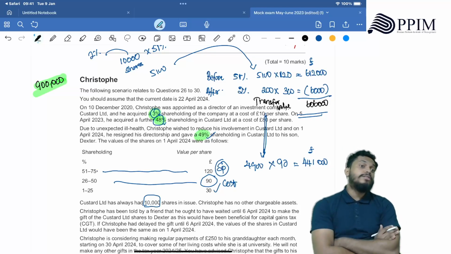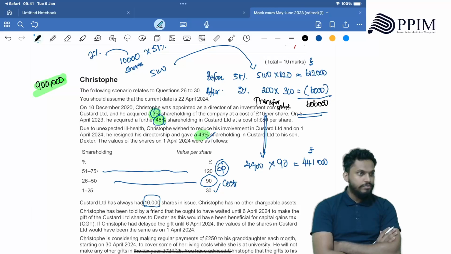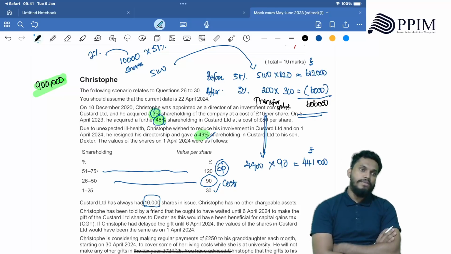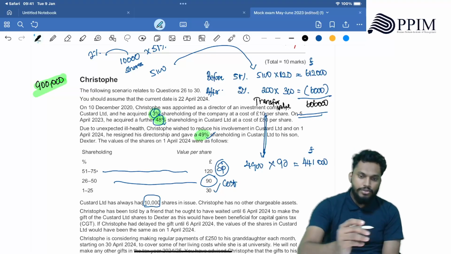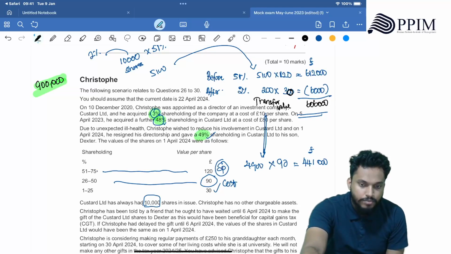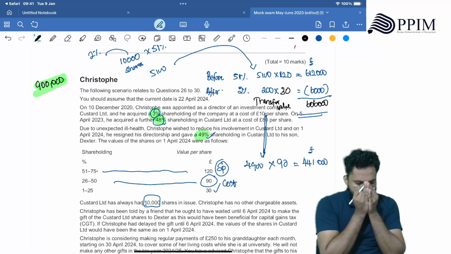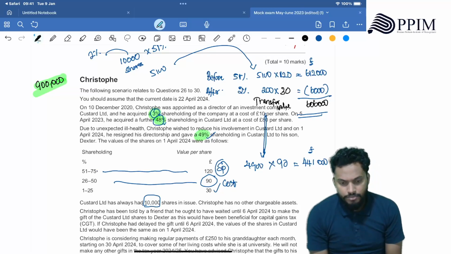In that question itself, we calculated the shares, no? How did we calculate the shares? The difference between before and after. The transfer value you need to take in terms of shares. When it comes to shares, you need to take the value before and the value after. Okay? Confusing? Sorry.